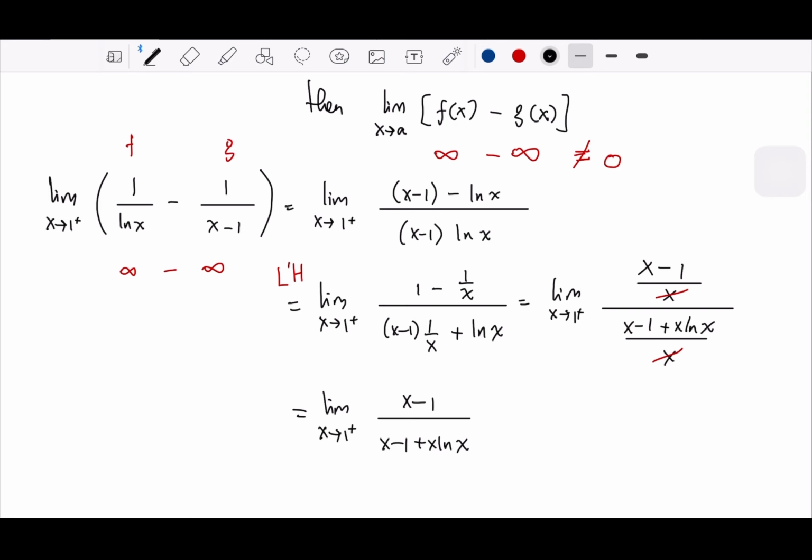So we check again. We check the top, 0. Check the bottom, still 0. So what are we going to do? Take L'Hopital's Rule again. Take it slowly. We can do it as many times as we need, as long as it's 0 over 0, we can apply L'Hopital's Rule.